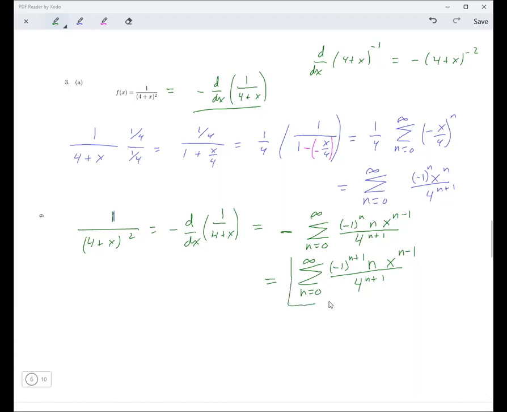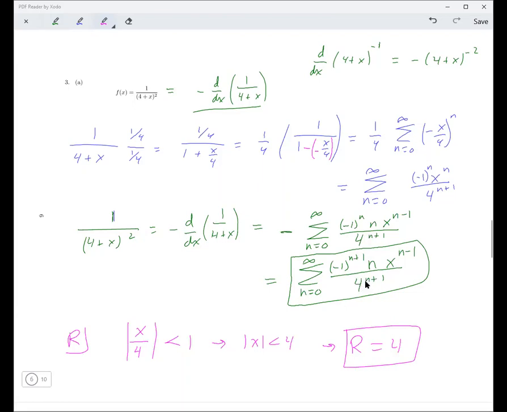Okay, this should work as the answer. Now it's also asking, what's the radius of convergence? Radius of convergence. So for the radius of convergence, again, you go back to this, less than 1. So the radius is going to be 4.